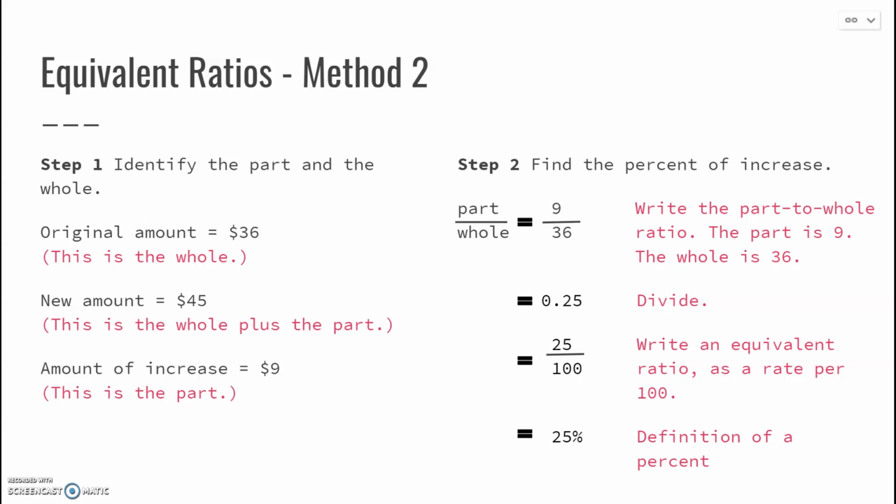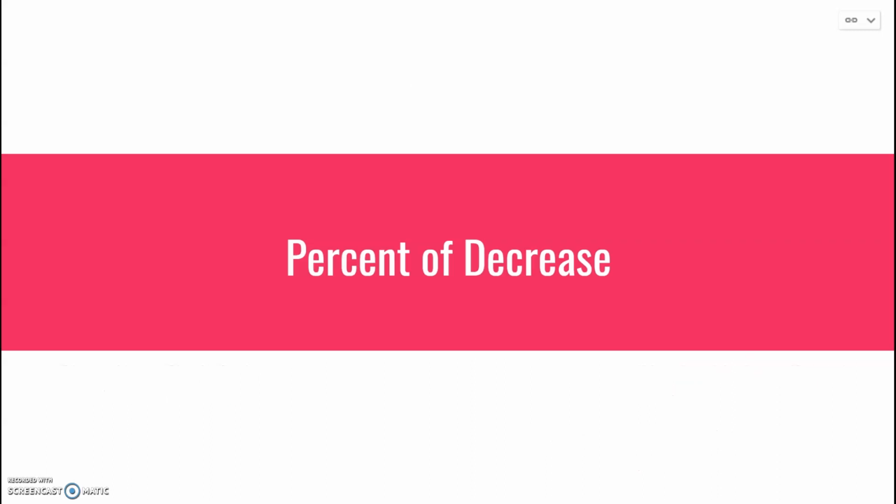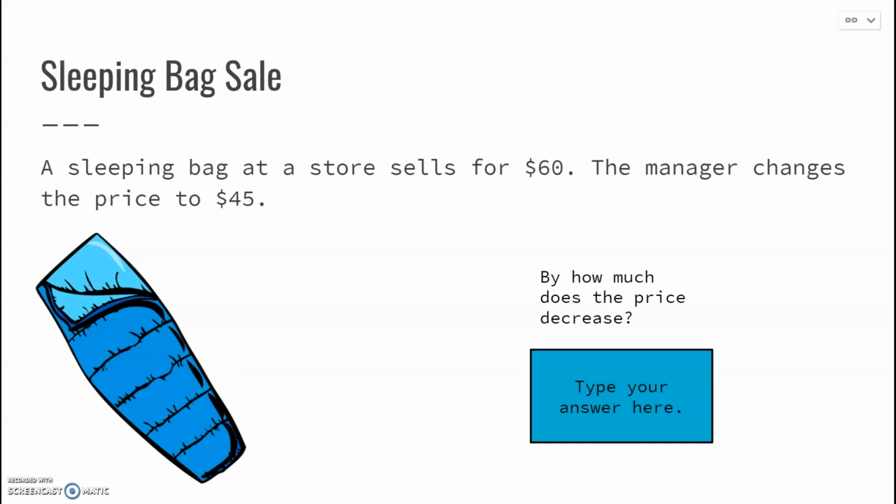So this is one method. If the bar graph was confusing, try this way. So percent of decrease. Let's do some exploring with percent of decrease. A sleeping bag sale now. A sleeping bag at a store sells for $60. The manager changes the price to $45. So how much does the price decrease?